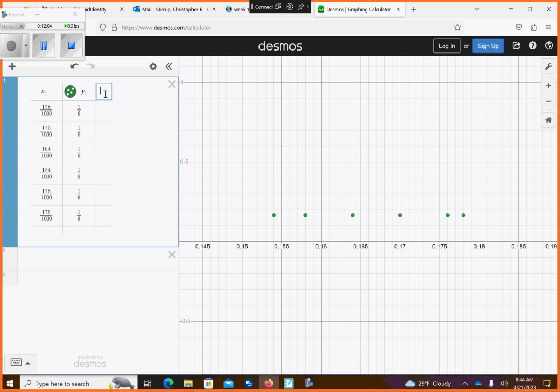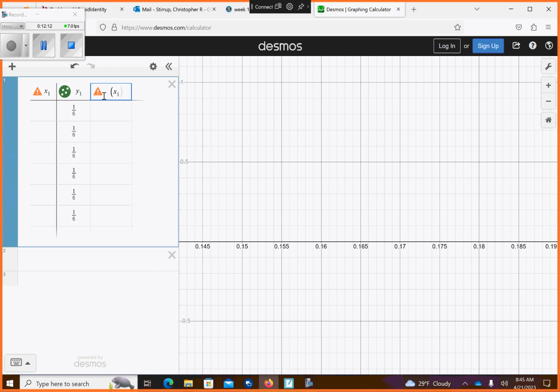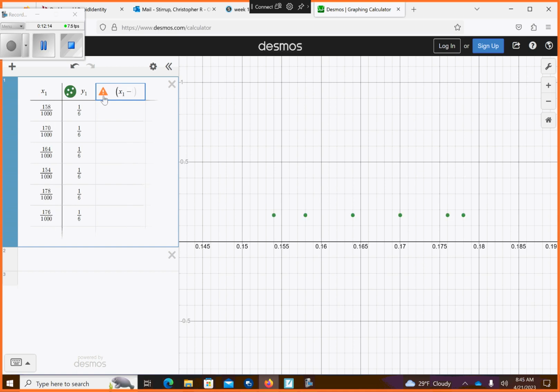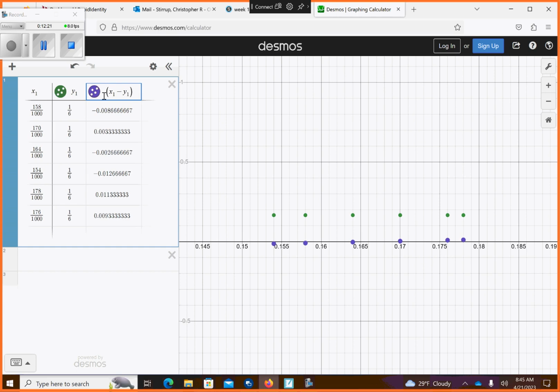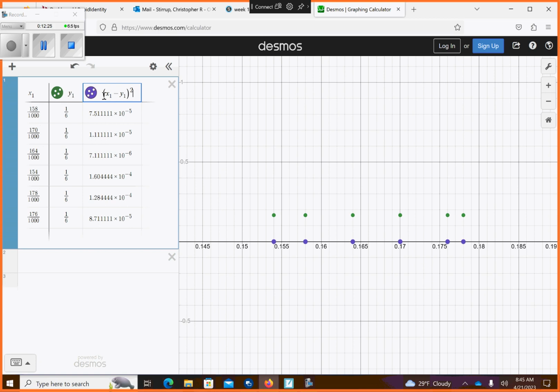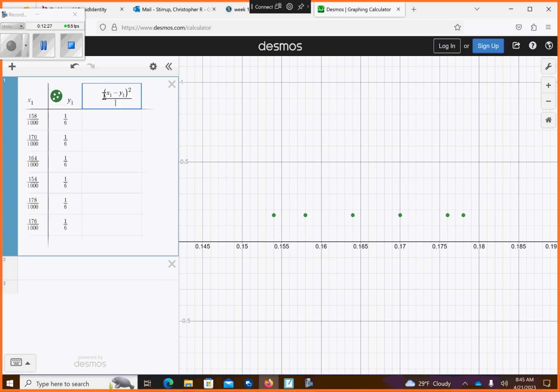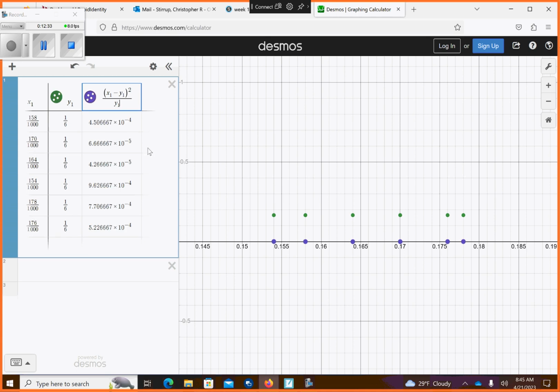And then I'm going to take a look and say, okay, my observed is x1 minus my expected, which is y1, quantity squared, and then divided by my expected, which was y1.